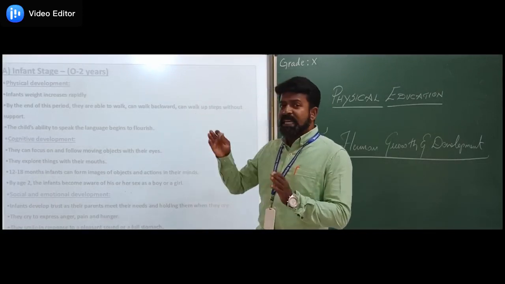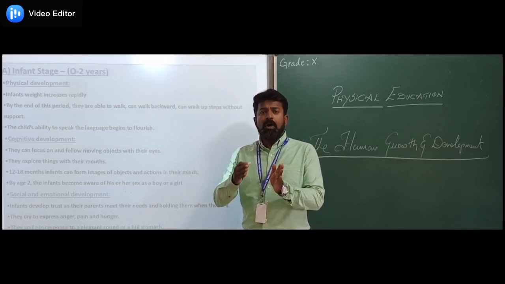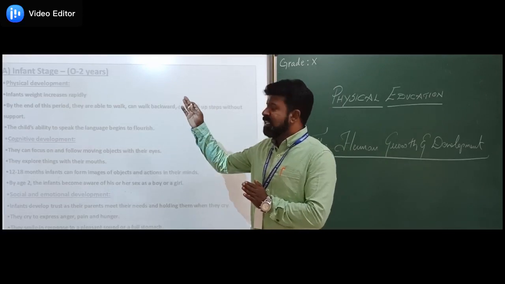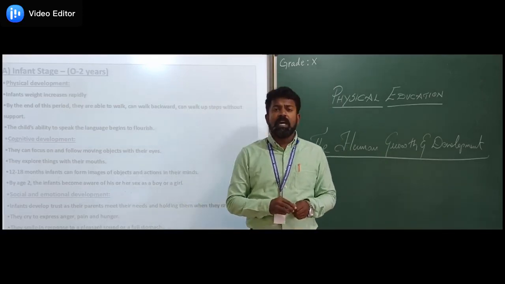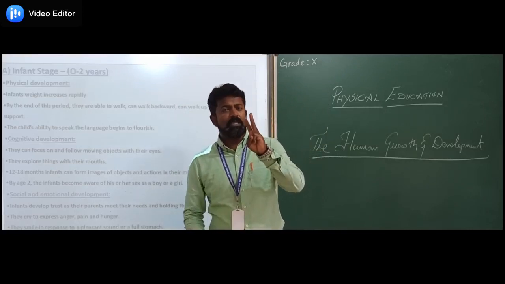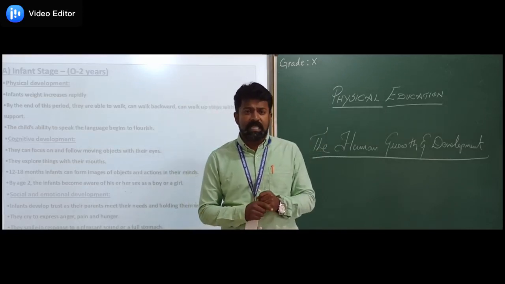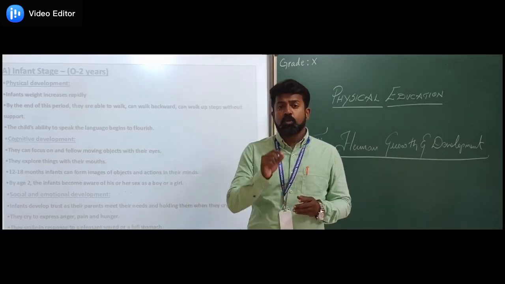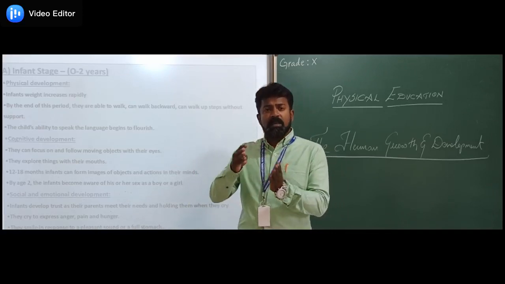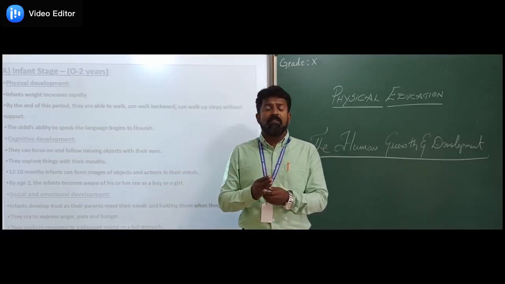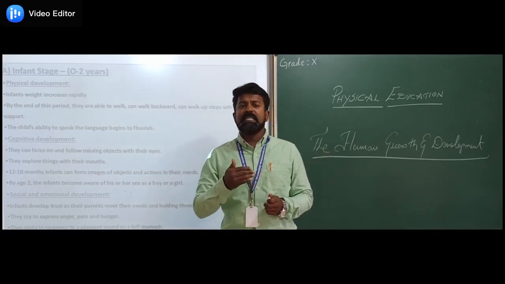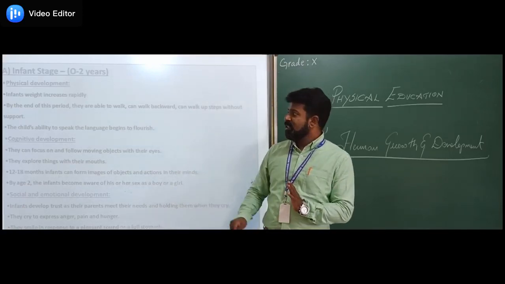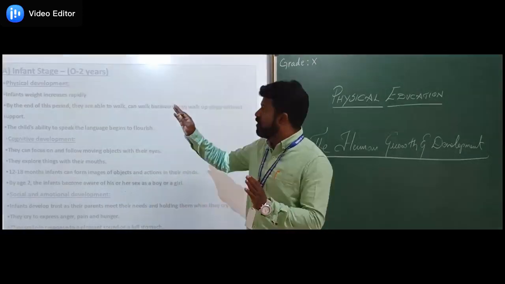Now, what are the characteristics which a human or a living being is going to develop in this stage, that is the infant stage? In all the stages, we are going to see 3 developments. The first one is the physical development, the second one is the cognitive development, and the third one is social and emotional development. These are the 3 different developments which we are going to discuss today in each and every stage. Yes, we will move on to the first stage, that is the infant stage, between 0 to 2 years.